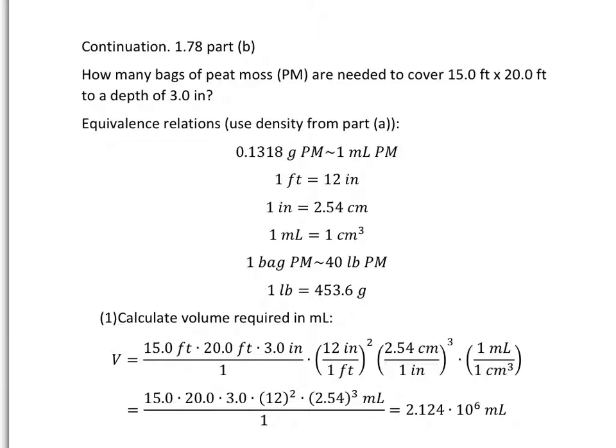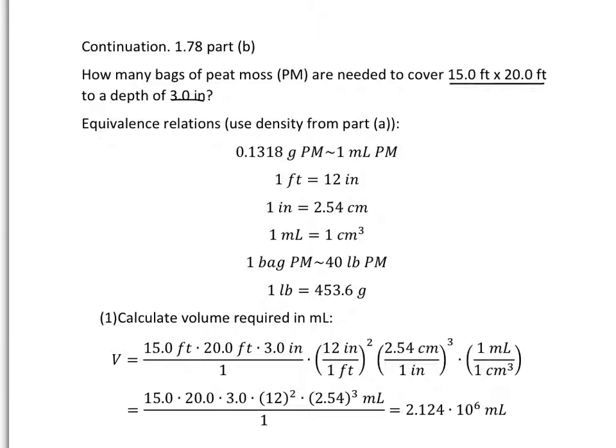The second part of this problem is a very practical one, and that is to use the information calculated in the first part to find how many bags of peat moss I need to buy if I'm going to cover my garden. So I go to Menards and how many bags am I going to pick up? Here are the parameters of the problem. I need to cover an area 15 feet by 20 feet to a depth of 3 inches.